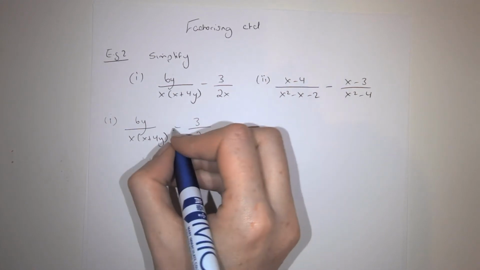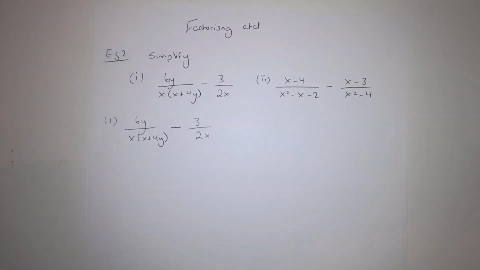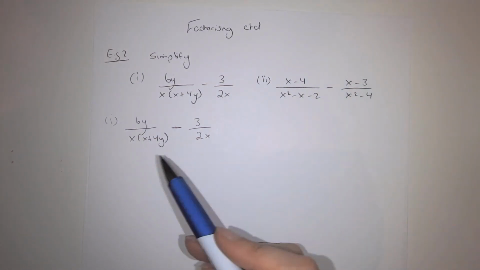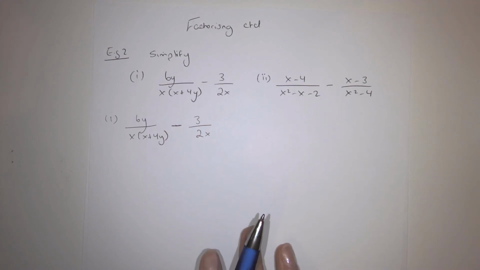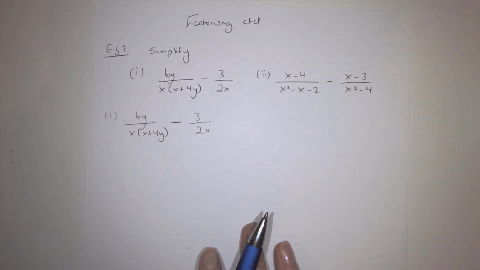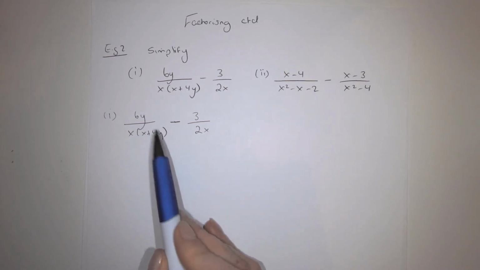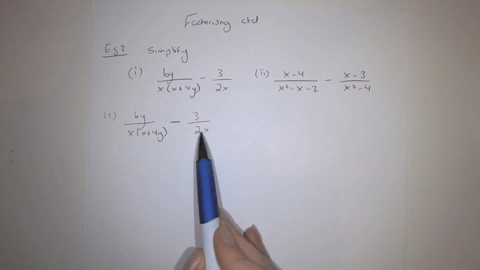Now if this was a numeric set of fractions, what would we do? We get a common denominator and work away from there. Just because it's algebraic, there's no difference really. That's exactly what we're going to do. The easiest way of doing that is usually multiplying the bottom lines.